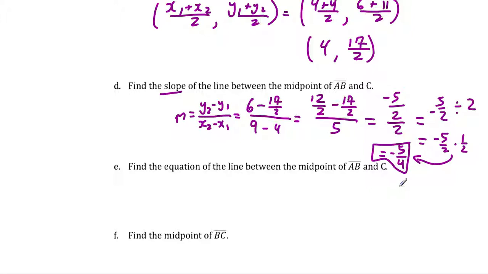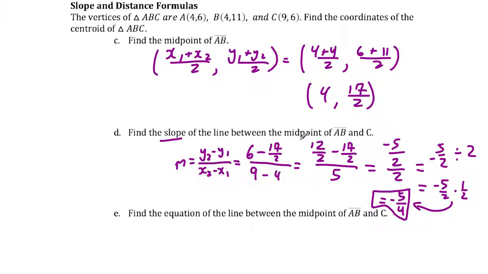All right, and we want to find the equation of the line between the midpoint of AB and point C. So we know a point and we know a slope, so we can use that. So point C is 9, 6. Don't forget, this is y minus y1 equals m times x minus x1. That's point slope form. So we're going to do y minus 6 is equal to negative 5/4 times x minus 9.